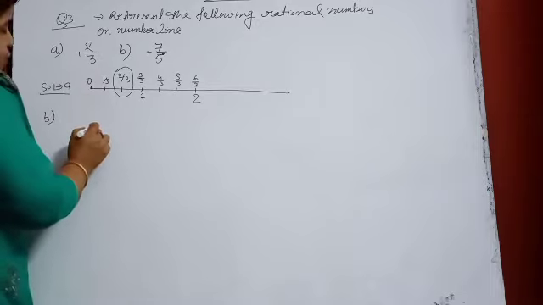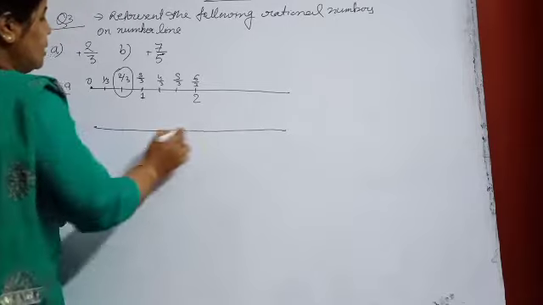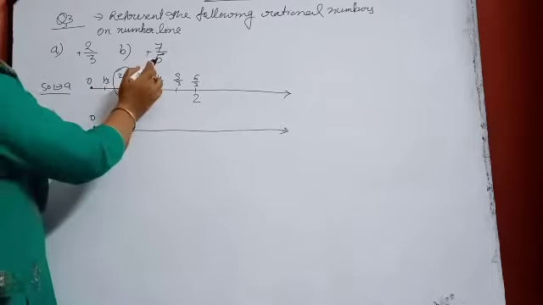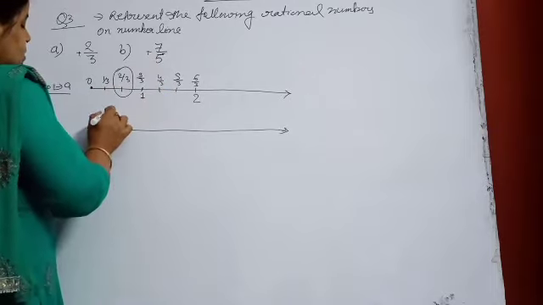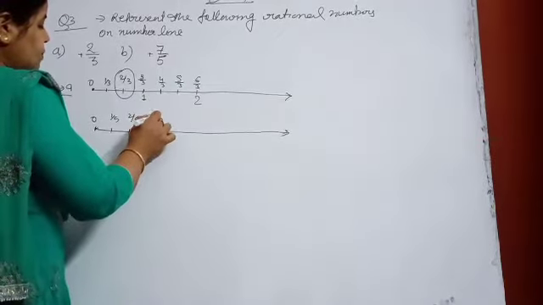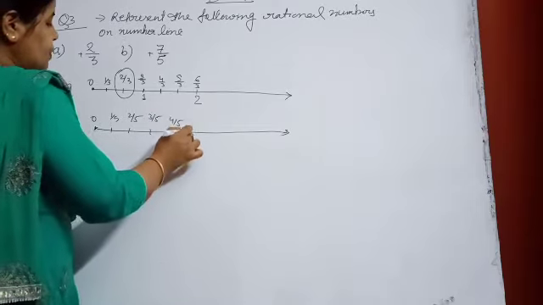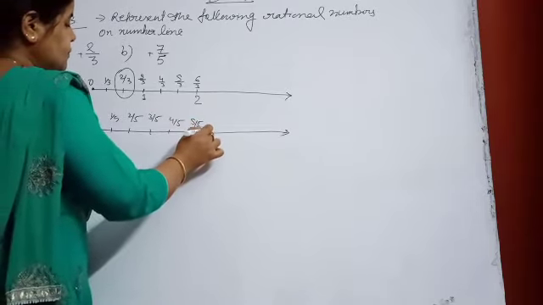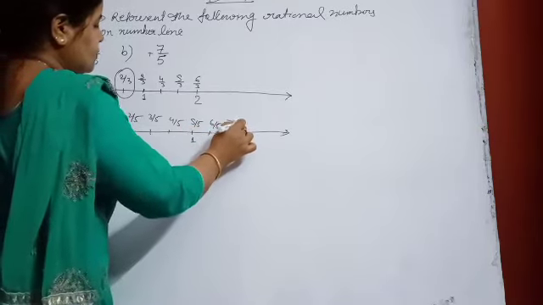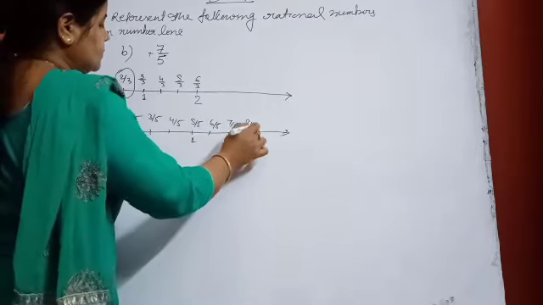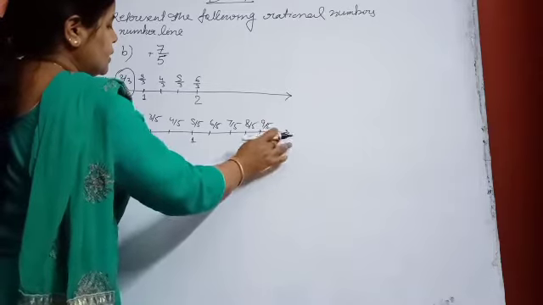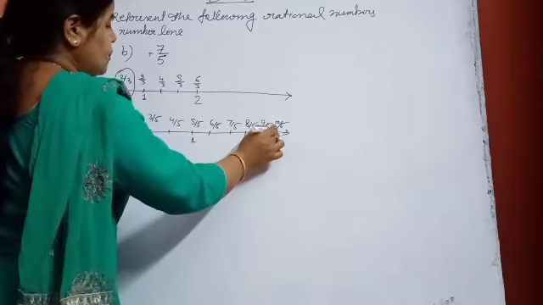Again, see that you just make the positive direction on the number line. Again, see that here from 0 we are starting. In the denominator, what is 5, that you just start: 1 upon 5, 2 upon 5, 3 upon 5, 4 upon 5, 5 upon 5, 6 upon 5. 5 upon 5 means 1. 7 upon 5, 8 upon 5, 9 upon 5, 10 upon 5. 10 upon 5 means 2.